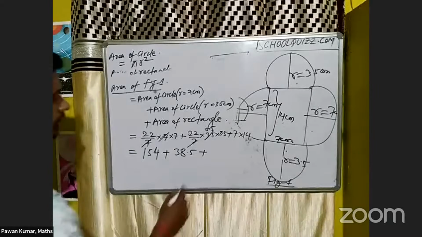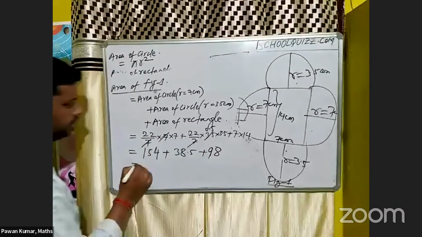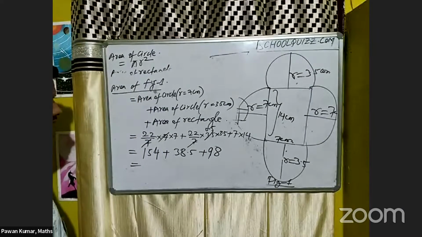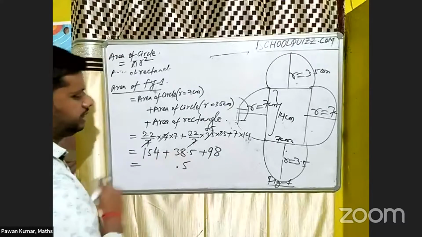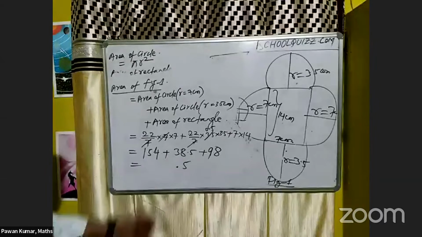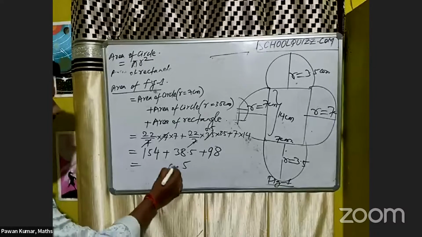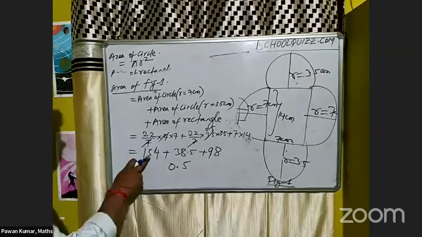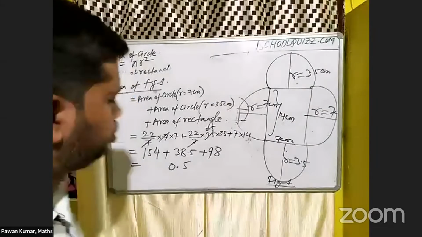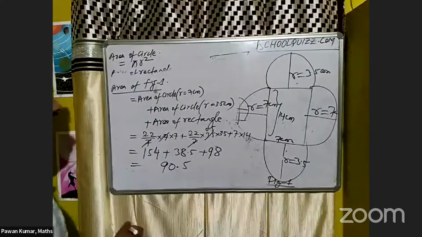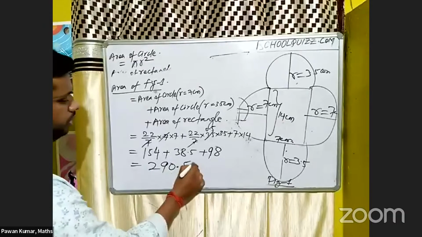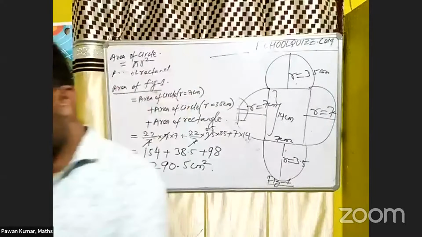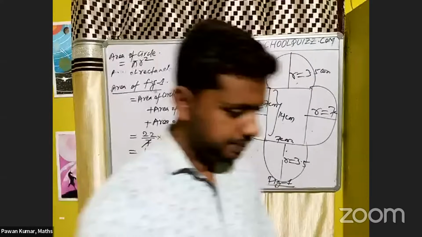Is there any doubt in this also? So add the other numbers. 0.5 will come because no 0.5 is there. 8, 8, 16, 16 plus 4, 20, 0, 9, 3, 12, 12 plus 5, 17 plus 2, 19, 1, 9, and 1 plus 1, 290.5. 290.5 centimeter square. Understand this one? Yes, sir.